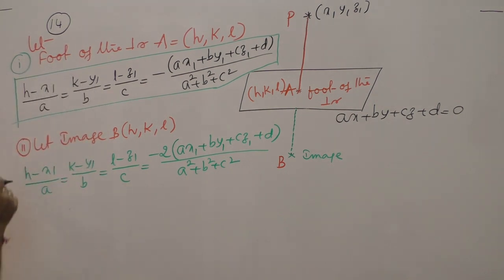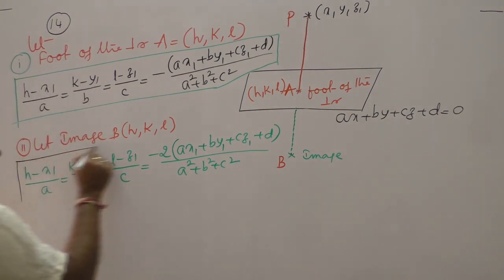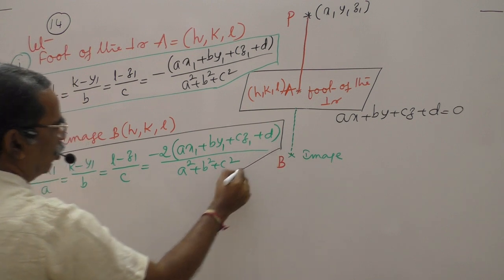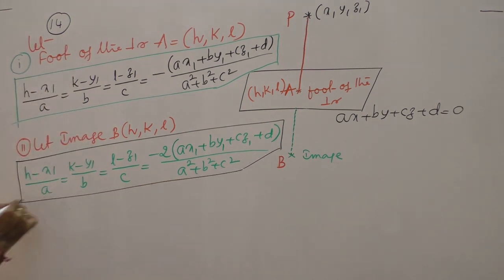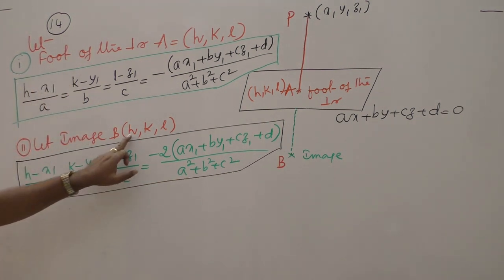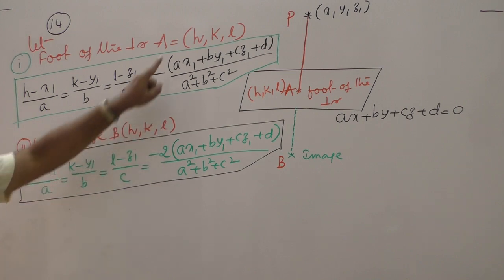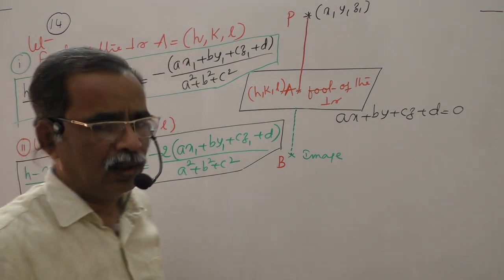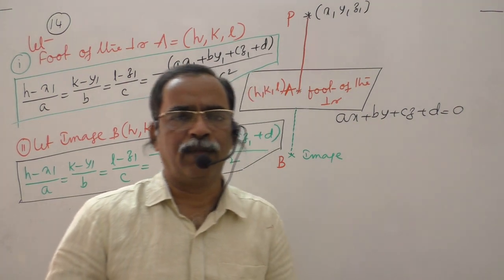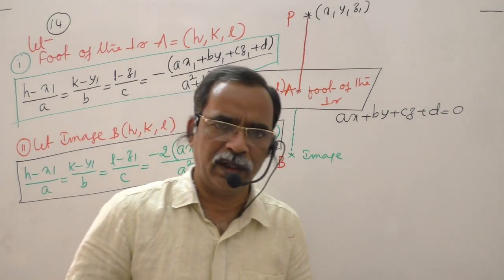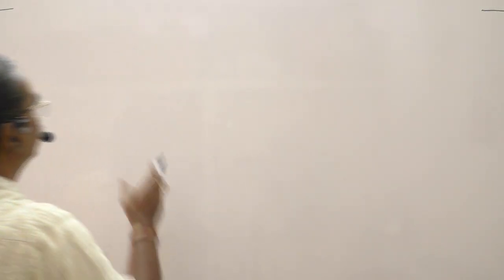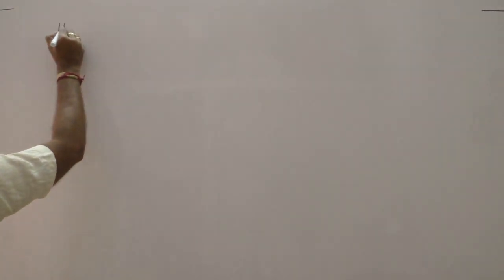So this is the relation for image. If you want to find the image, you should use this. Using this, you should separate the H value, K value and L value. Yes, this is about foot of perpendicular and image. Next we will see another number, 15.